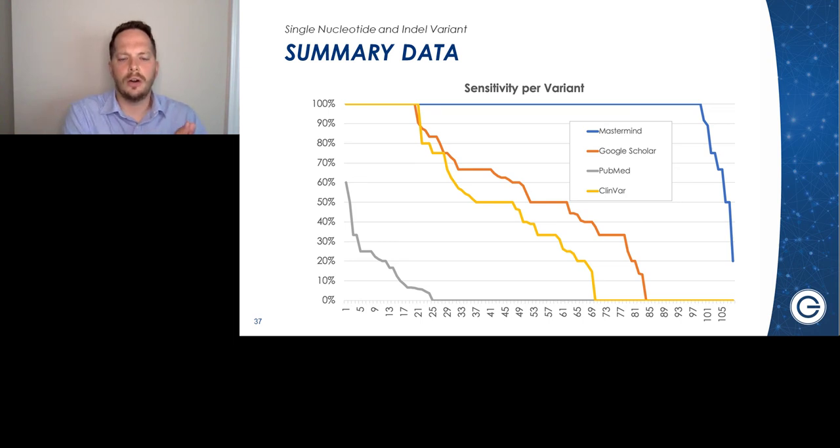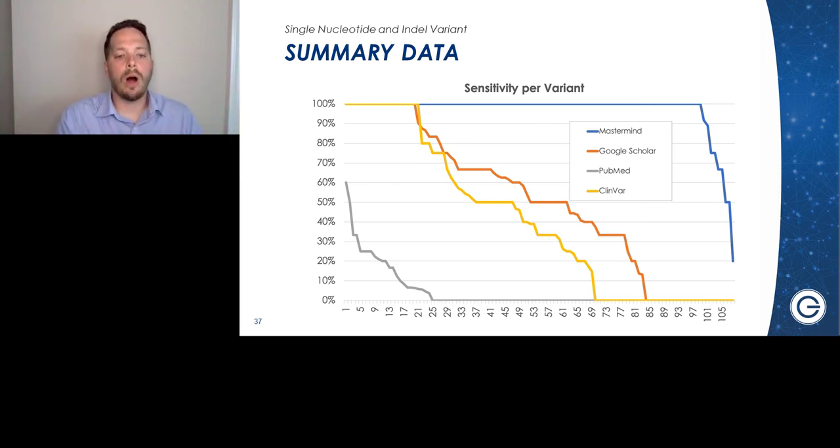What you're seeing here is for each of those resources, we're sorting by the sensitivity on a per variant basis, where if all of the references that were found in any one of these resources were found by one of those resources, the sensitivity would be 100%. And that's broken down for each individual variant, again, in sorted order for each of those resources. So what you're looking for in the quality of the resource is a nice right angle that fills that rectangle with a maximum area under the curve.